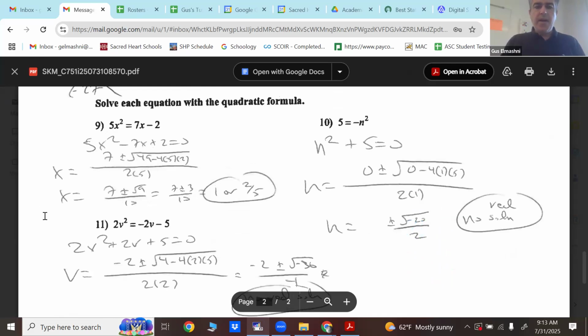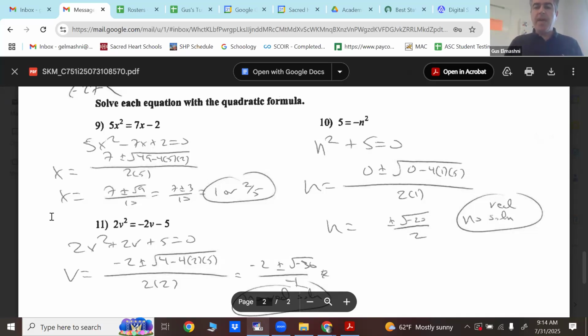Okay, for 9, when you do quad form, move everything to one side. So you get 5x squared minus 7x plus 2 equals 0. Negative b plus or minus the square root of b squared minus 4ac over 2a. So you have 7 plus or minus root 49 minus 40. Is that right? Yeah. Yep. So this becomes 9 underneath the radical. So 7 plus 3 over 10 or 7 minus 3 over 10. So you should get 1 or 2/5.